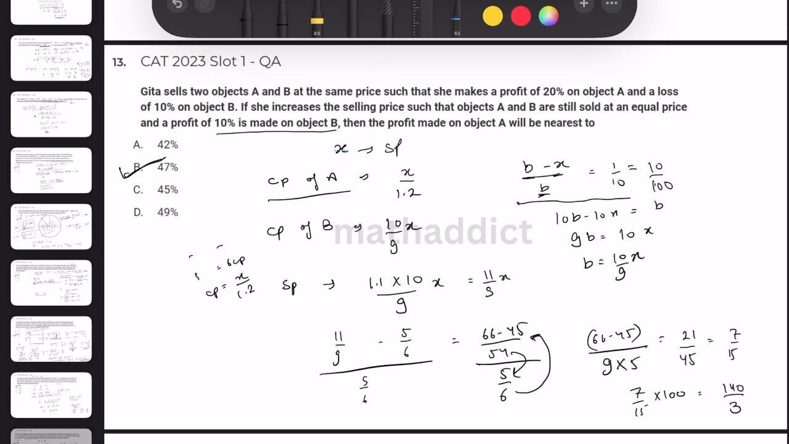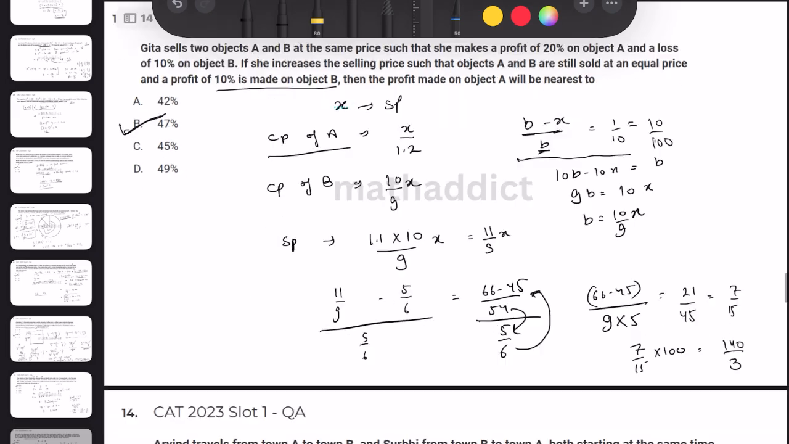And then we proceeded in a straightforward manner. It was rather a straightforward question. Moving on.